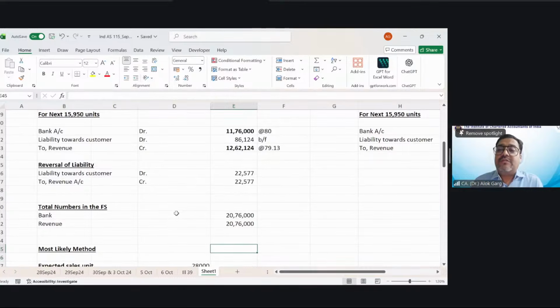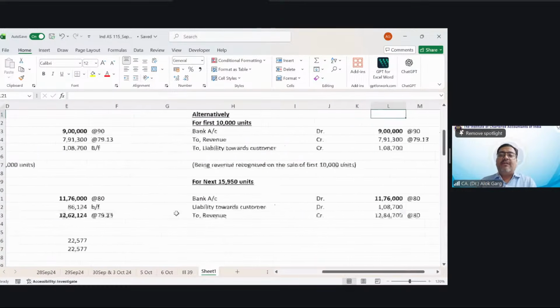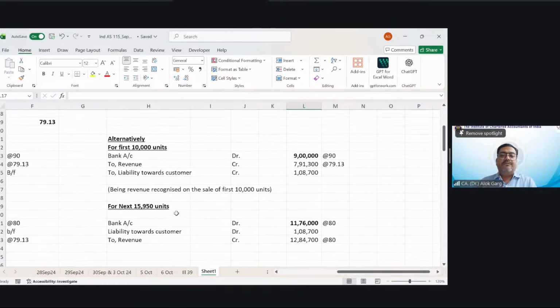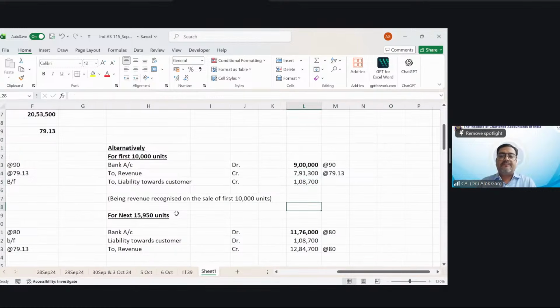Now coming to the most likely method, or alternatively what we can do, if you can see, in the first place, you will debit bank account 10,000 multiplied by 90. You will credit revenue at 79 rupee 13 paisa. This is liability towards customer.